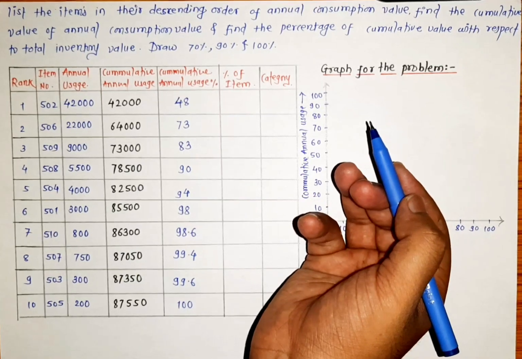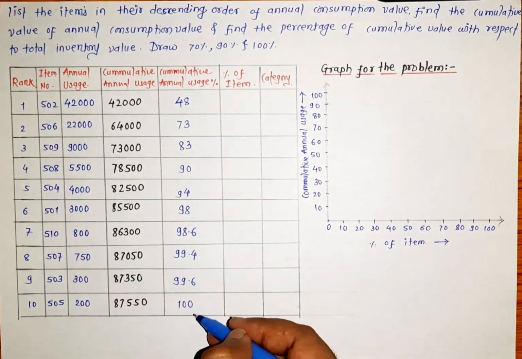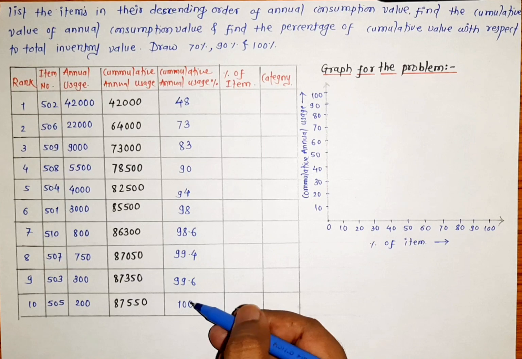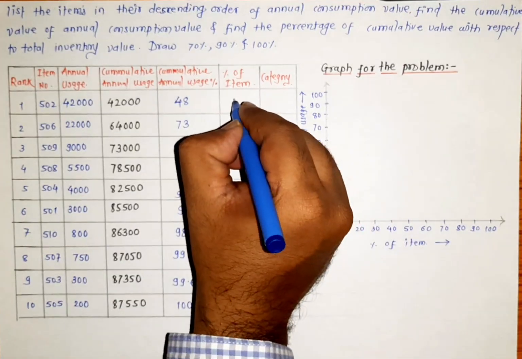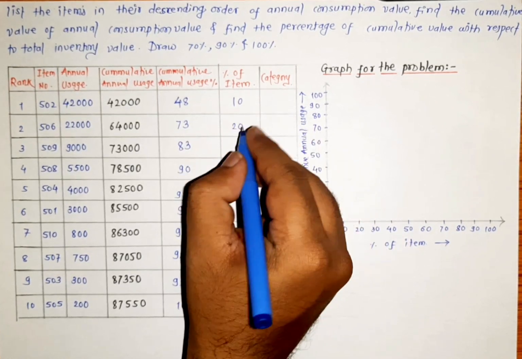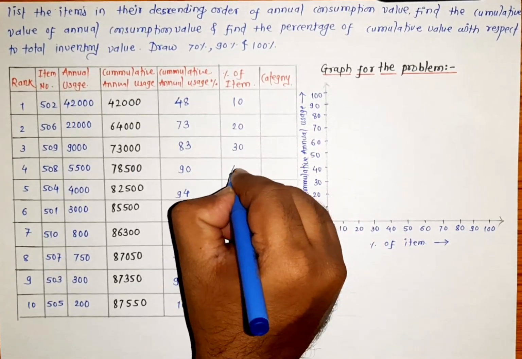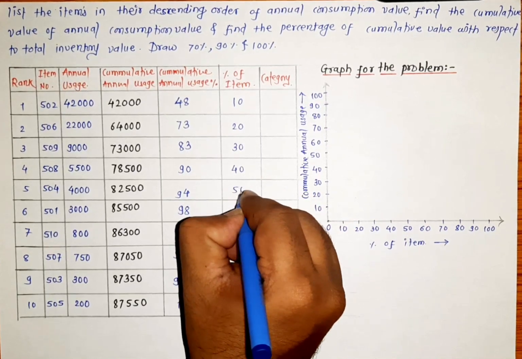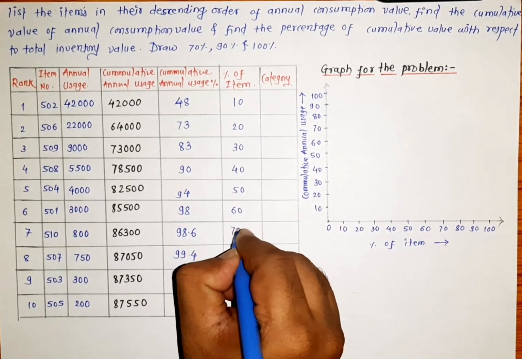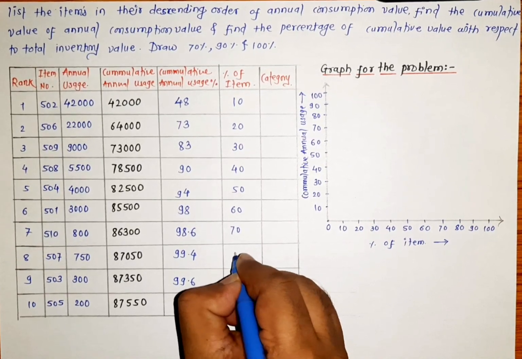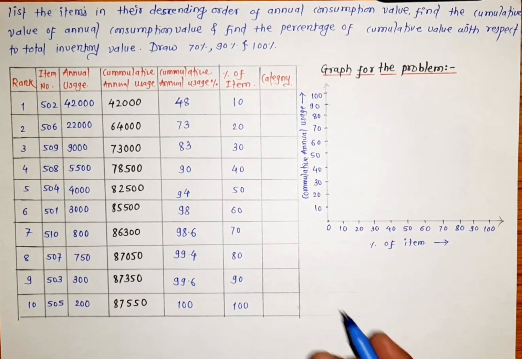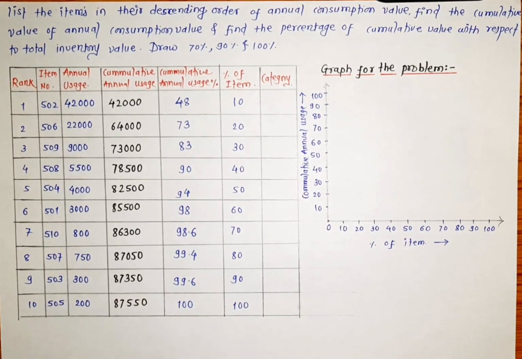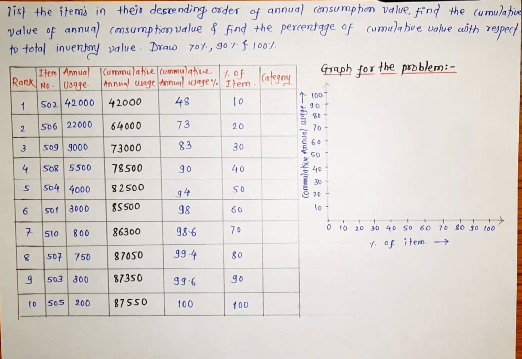Now percentage of atom, if it is 100%, there are 10 atoms, each atom equally we can divide. This will be 10%, 20%, 30%, 40%, 50%, 60%, 70%, 80%, 90%, and 100%. Now with the help of this percentage of atom, there are 10 atoms, equally it will be 10% for each atom.